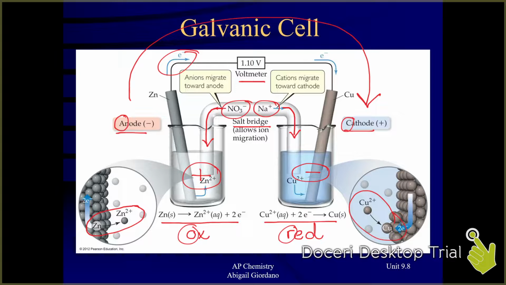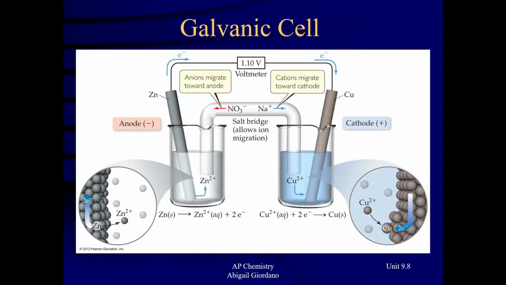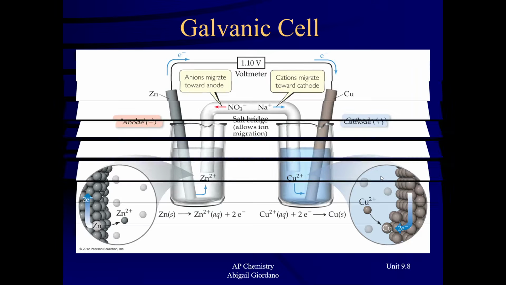Okay? So today's lesson is really all about understanding all of the different parts of a galvanic cell, what's going on, why is it happening, okay? So that's the basic makeup of a galvanic cell, a battery.